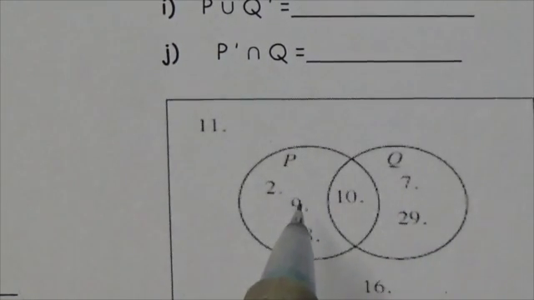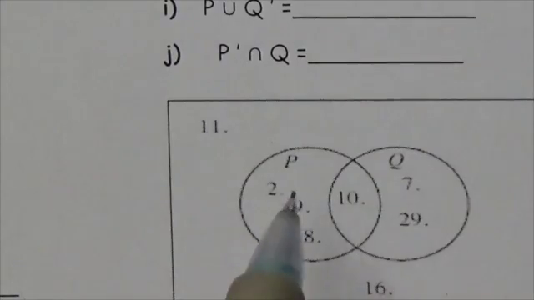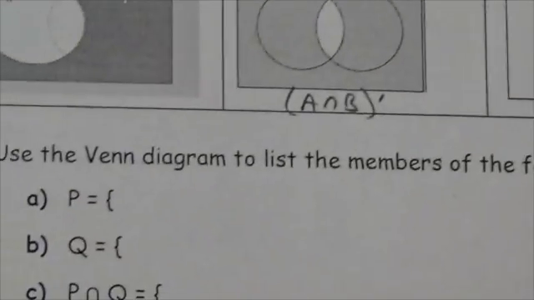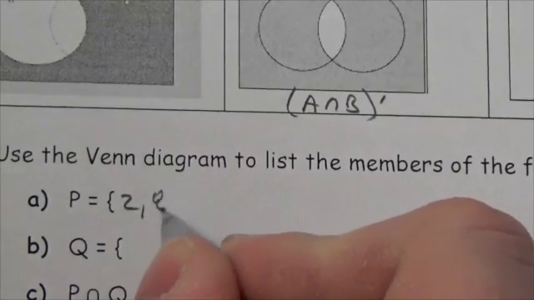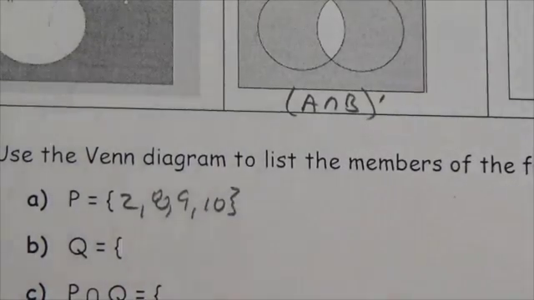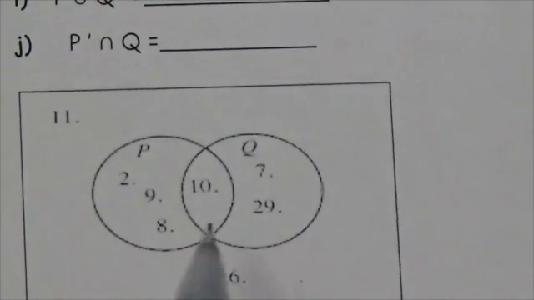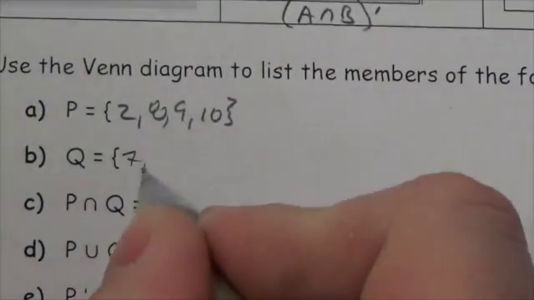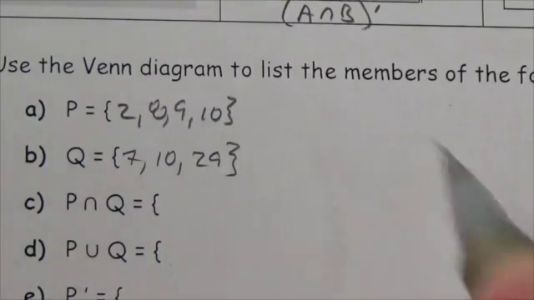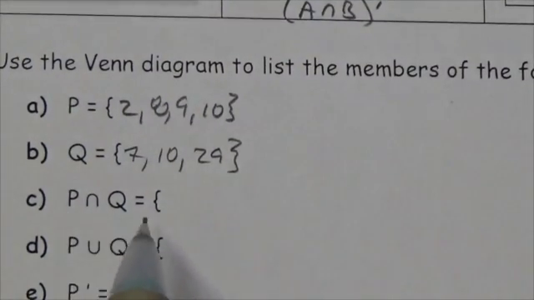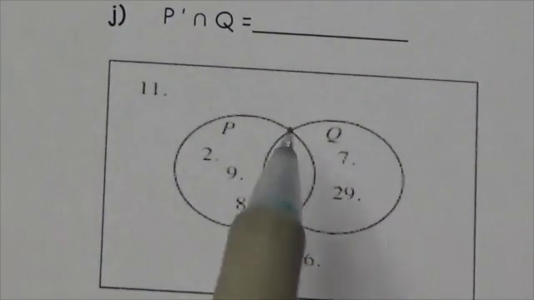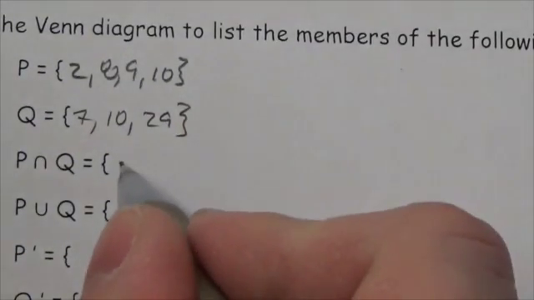That's going to be 2, well, in order here, and I don't need to worry about order, but anyway, 2, 8, 9, 10. So P is going to have the elements 2, 8, 9, 10. Now we're looking at Q. Okay, Q is just going to be 7, 10, 29. Now, P intersection Q. Okay, P cap Q. Well, that's this part right here, and there's only one element in it, that's the number 10. So P intersection Q is going to be the number 10.